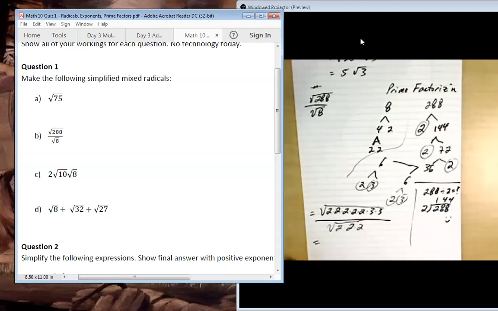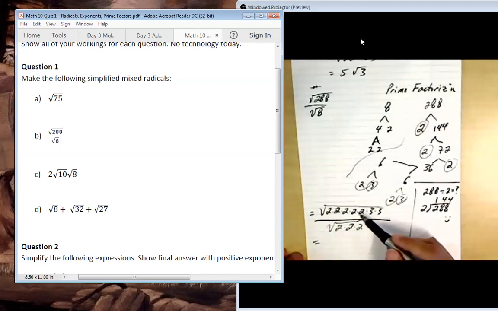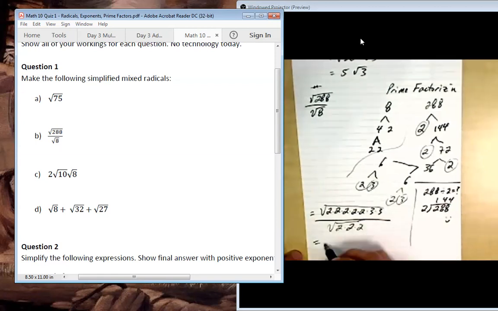Okay. Now, this is a fact from square roots. When we have them separate like this, we can combine them all together into one big square root. So we can make it tall like this. So on the inside, what do we got? 5 2s showing up there, 3 and a 3. And then on the bottom, we got 3 2s like that.